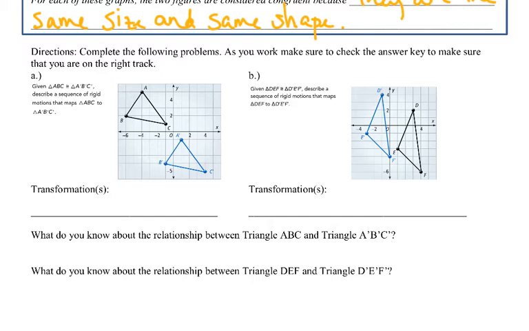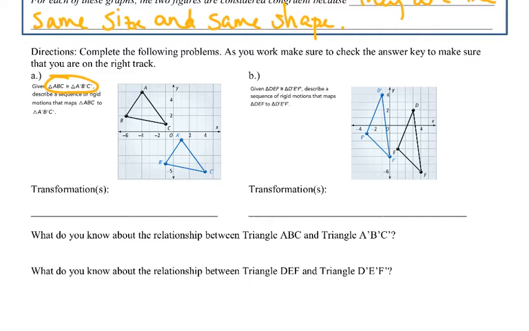So, for part A, we are given that the triangles are congruent right here. And if you look at the directions, it says describe a sequence of rigid motions that maps triangle ABC to triangle A prime, B prime, C prime. All it's asking you to do with those words is tell me what the transformation is and what the rule is.